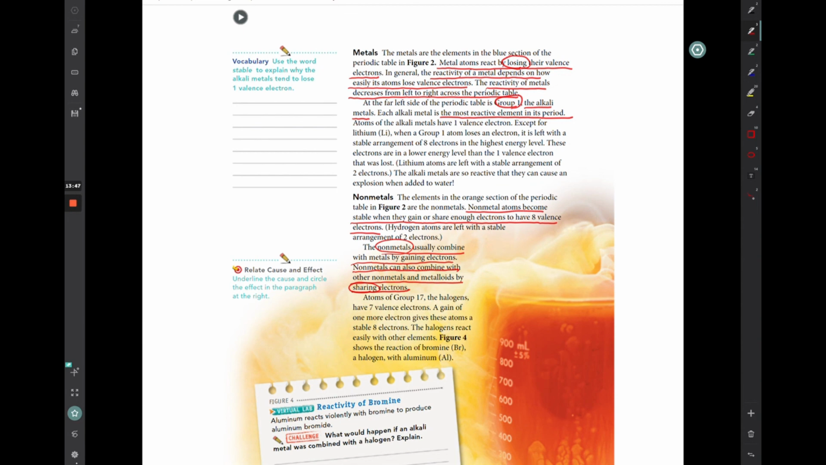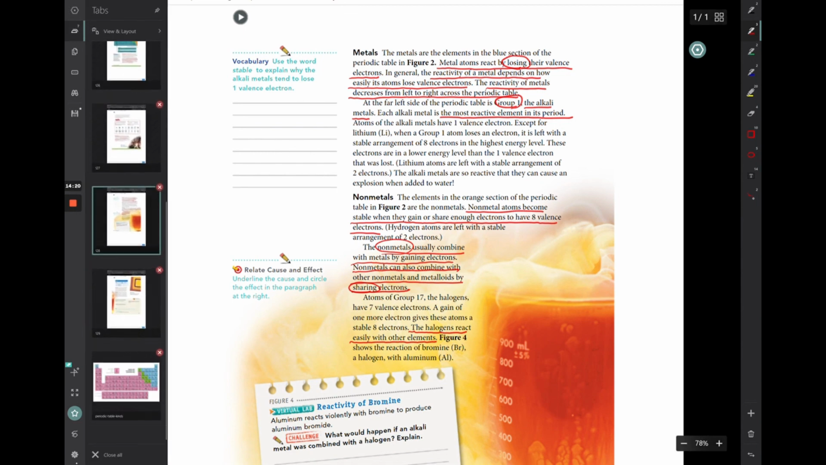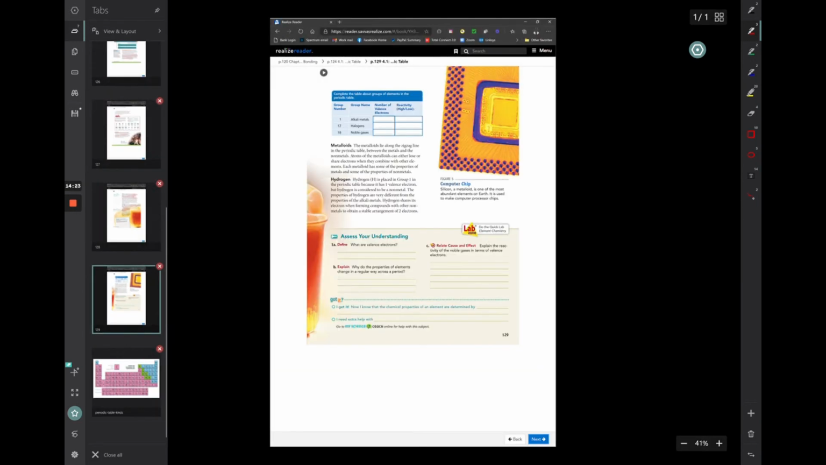The halogens, remember, is group 17, and they react easily with other elements. And that's because they're almost full. They need 1 electron to make them full. So typically, the halogens in group number 17 will react very easily with group number 1 elements, because group number 1 elements have 1 electron to give. The halogens need 1 electron. So they tend to combine quite often in nature, just based on the numbers of electrons that they need and that they have.